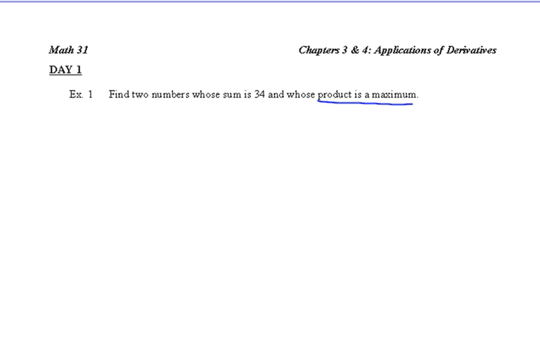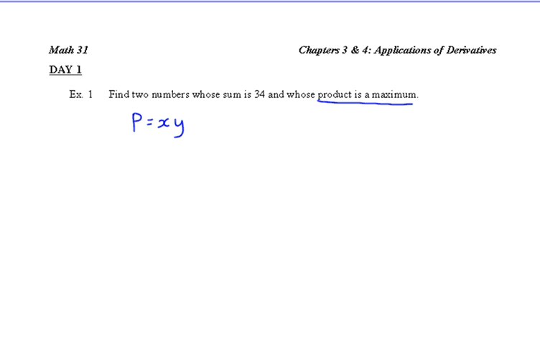A product. So we need a formula for product. And what are we multiplying? Two numbers. So give me a formula for product. Product equals x times y. Okay, because that's what I want to maximize.